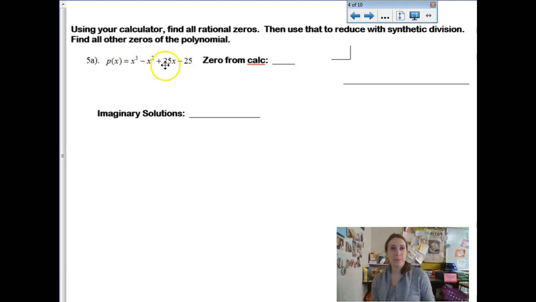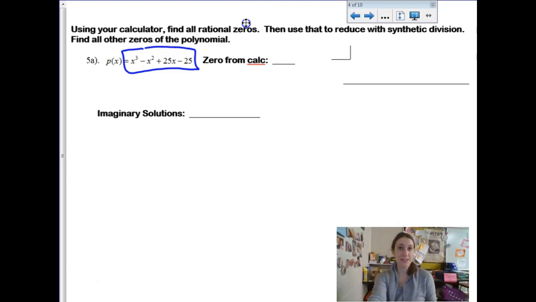Alright, so here we need to use our graphing calculator, and I tried to really walk you through this question, guys. Use your calculator to find all rational zeros. So we're going to type this into our calculator, and we're going to find the zero from the calculator. I'm going to pause the video. You pause yours as well and get this typed in.